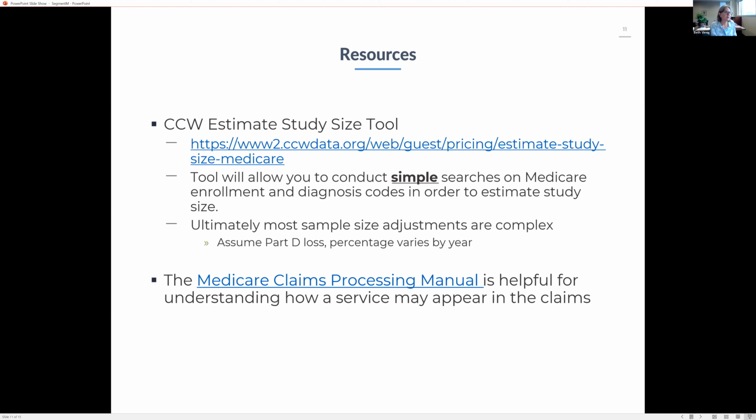But use the claims processing manual. It can give you ideas about how things actually show up. And there are going to be things that you didn't think you could find that you can. There can be things where the plain language doesn't match how people are told to do it. But it is super useful, and I encourage you to look them up and keep them handy.